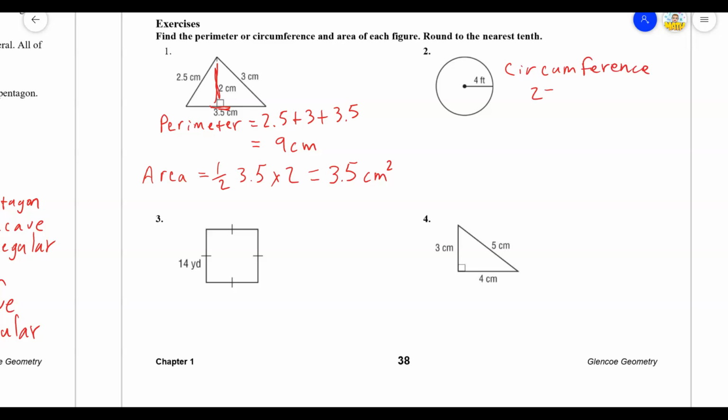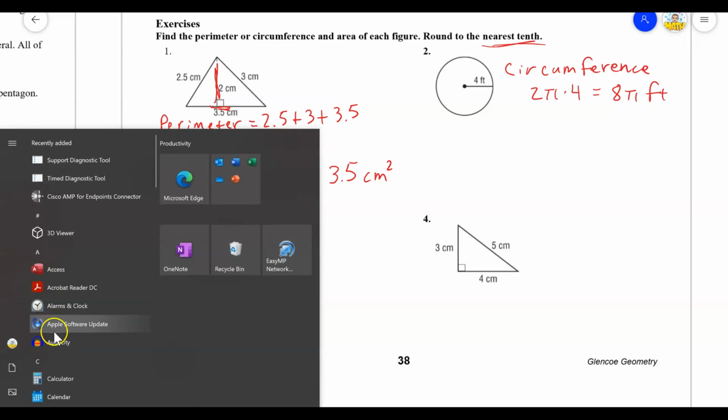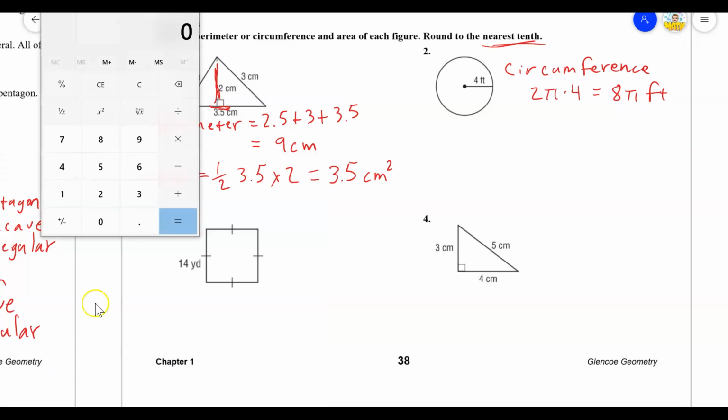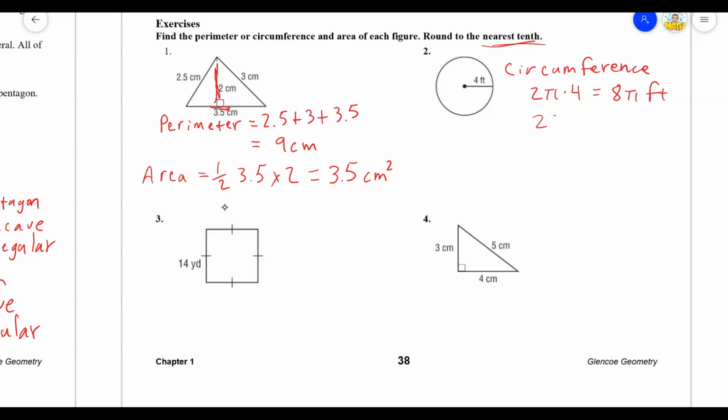And it's 2 pi times the radius. So we could just say 8 pi feet. But my directions do tell me to round to the nearest tenth. So if I grab my calculator real quick and type in 8 pi, it doesn't look like I have a pi key on this particular calculator, so I'll use 3.14 and see if I get about the same answer. Yeah, so to 1 decimal place I get 25.1, and that's what I got on my graphing calculator.